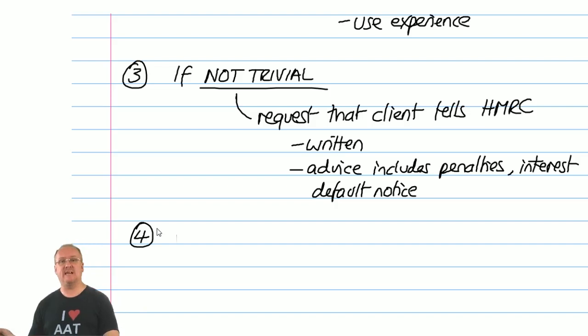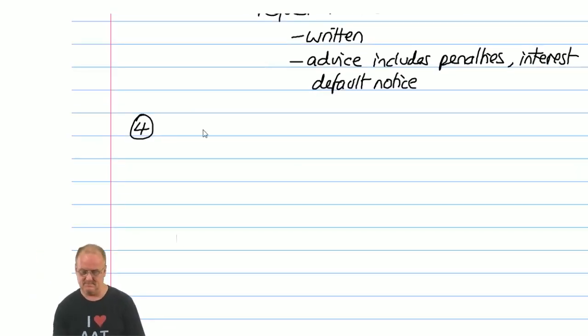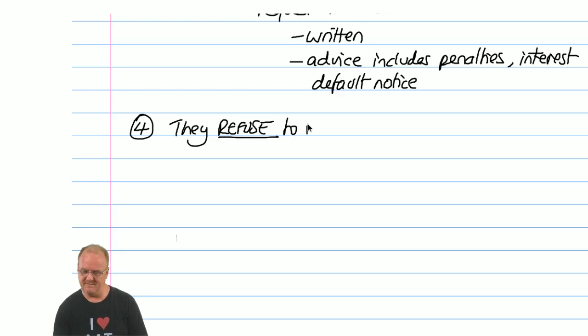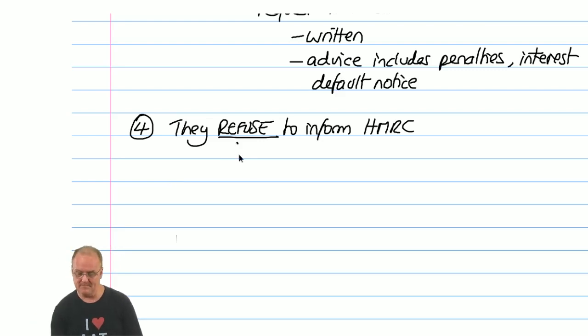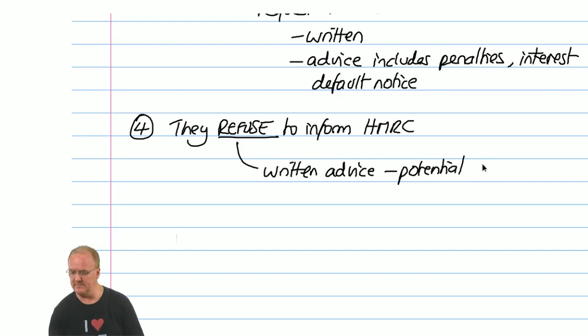If at this point they inform HMRC, well, it's now going to sort itself out and resolve, isn't it? If, on the other hand, they refuse to inform HMRC, then now you will again give them written advice of the potential consequences.